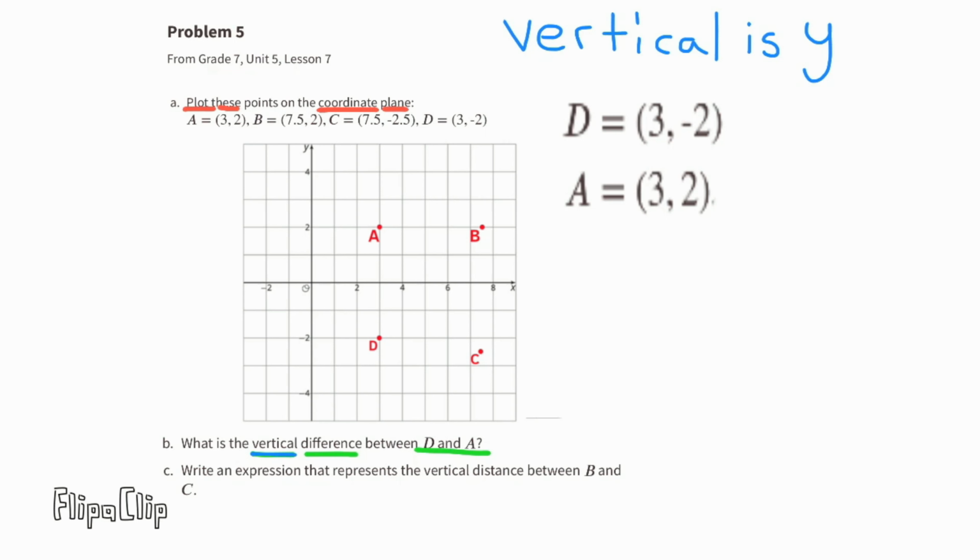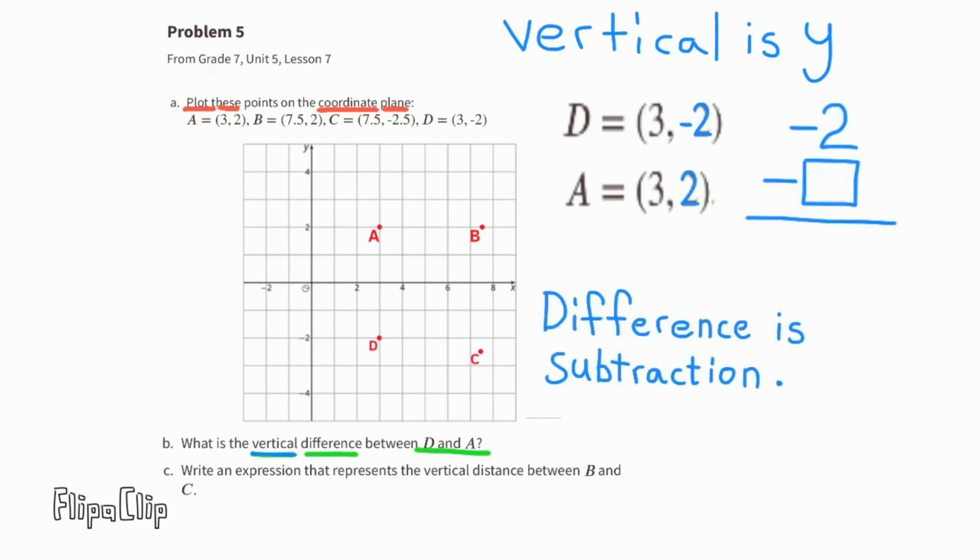Since the y value for point D is negative 2 and the y value for point A is 2, we can rewrite this as negative 2 minus 2 because we're finding the vertical difference, and difference means subtraction. Since negative 2 minus 2 equals negative 4, then we can say the vertical difference between point D and point A is negative 4.